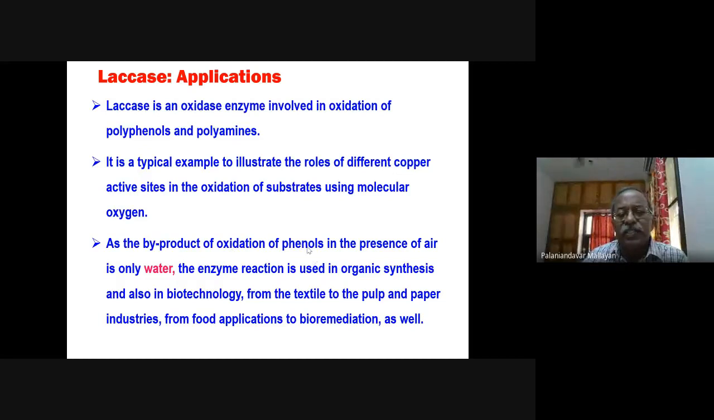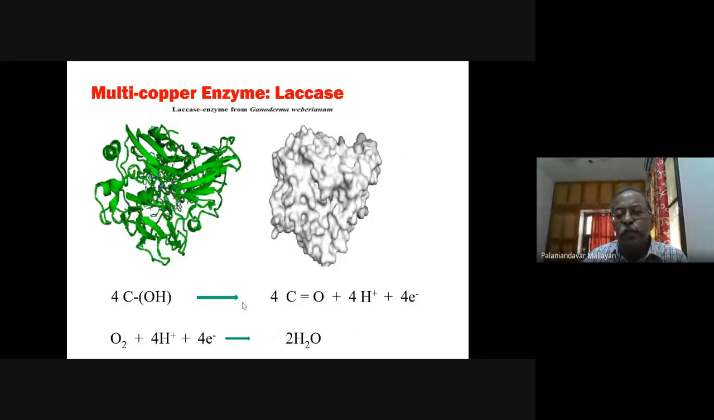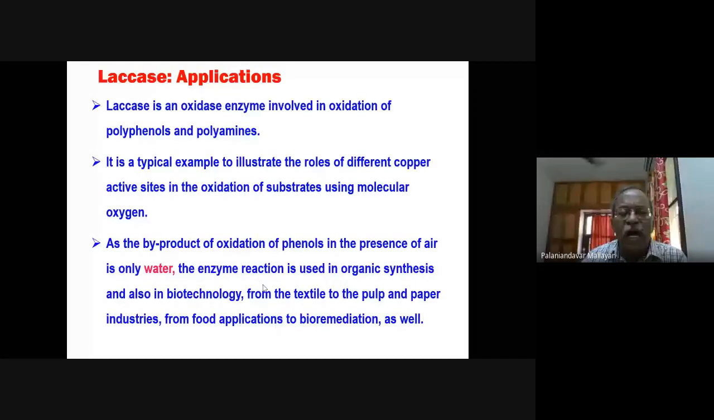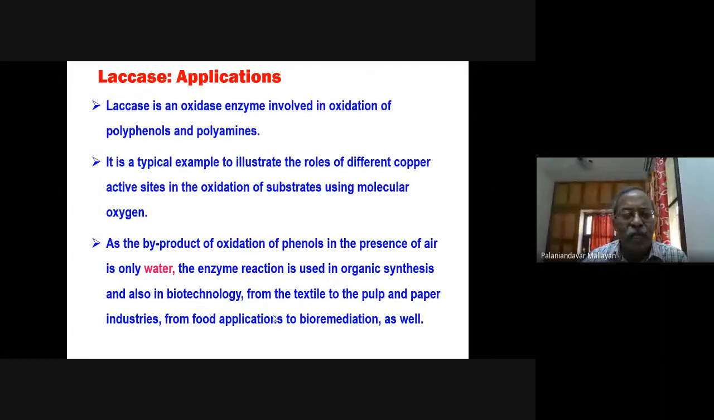As a byproduct of oxidation of phenols in the presence of air, you get water. See, the byproduct is water. So you are able to remove these electrons, but they are absorbed by molecular oxygen, and you get water. So this enzyme is a harmless enzyme. It is used in organic synthesis, in biotechnology, in the textile industry to decolorize, in pulp and paper industries, and for food applications and bioremediation as well. So this is very important.